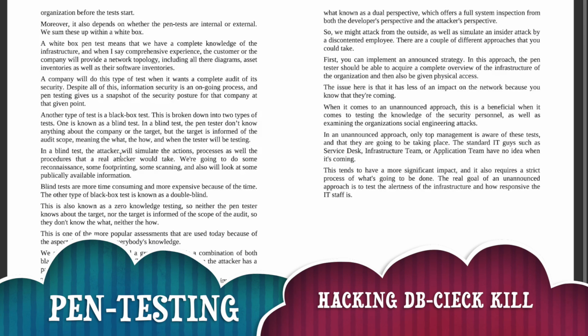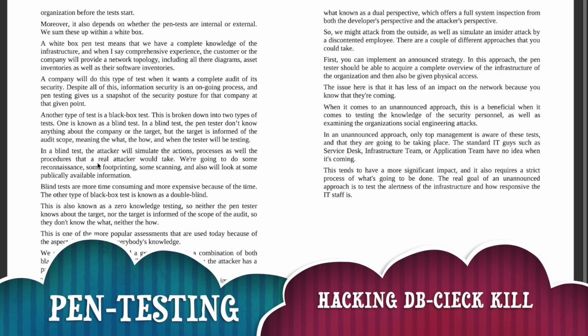Another type of test is the black box test. This is broken down into two types of tests. The first is known as a blind test, and in a blind test, the pen tester doesn't know anything about the company or the target, but the target is informed of the audit scope, meaning the what, the how, and the when the tester will be testing.